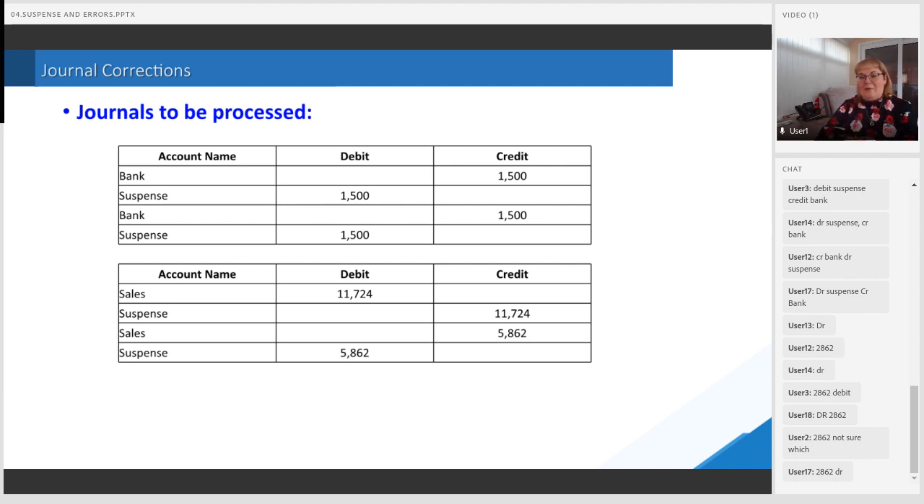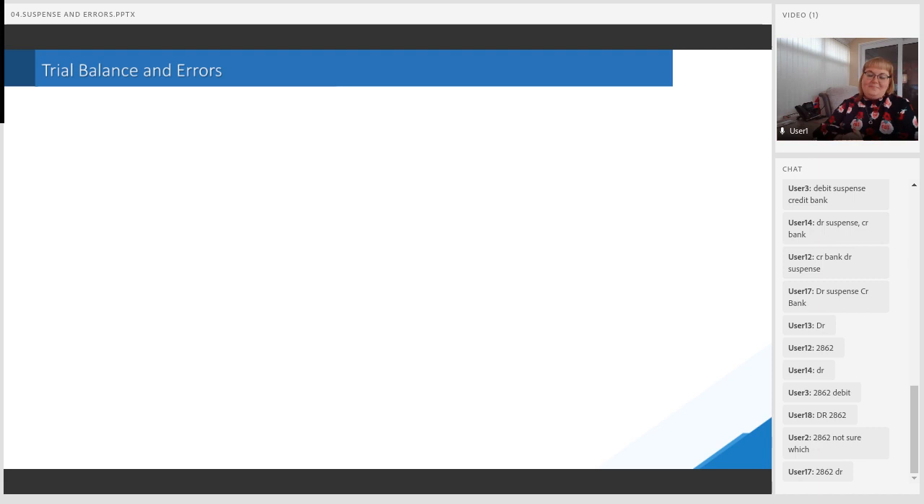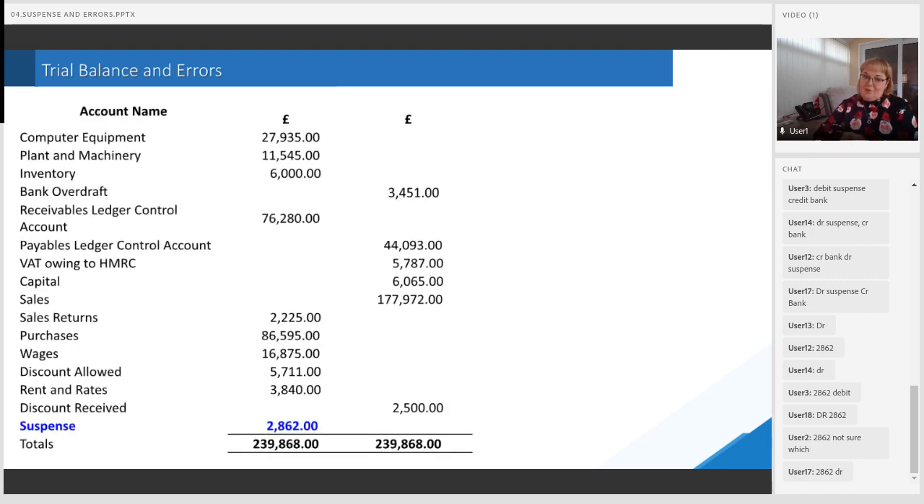And I keep saying this, and I'm trying to make it sound so easy, but it really isn't. All we've got to do is process those journals into the trial balance figures I've just given, and our trial balance, if we keep everything crossed and we've done everything right, will work. Let's have a go. So that's my trial balance. It does balance, but only because there's a suspense account there, and we know that can't be.